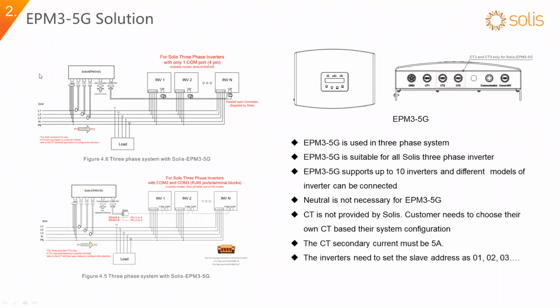And then you do the current sampling through 3 CTs on each individual phase. And then you do the grid connection for the voltage sampling and also the powering of the device. And also the CT should be selected by the customer themselves, and they should use a CT with a secondary current of 5 amp. So you can see that actually the bottom view of the EPM35G is exactly the same as the EPM15G.